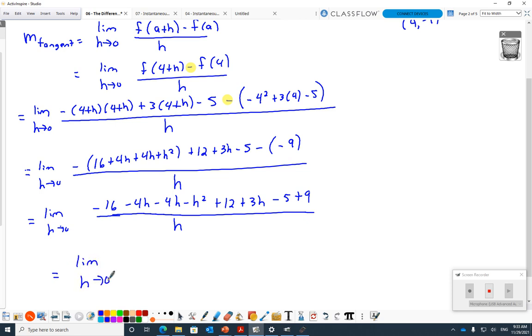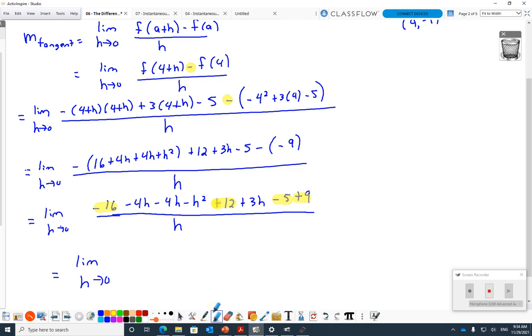Let's see. Negative 16, let me highlight those so you can see what I'm up to here. Negative 16 plus 12 minus 5 plus 9. Negative 16 plus 12 is negative 4, minus 5 is negative 9, plus 9 is 0. Huh. All right, that's all right. Nothing to worry about there.